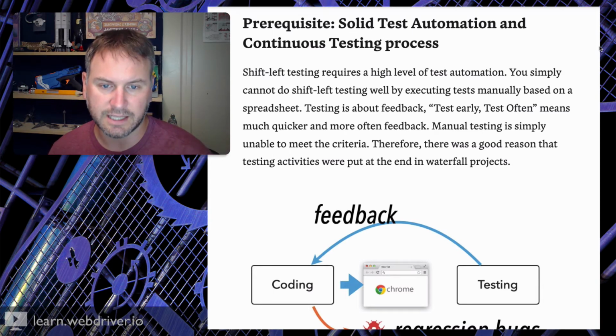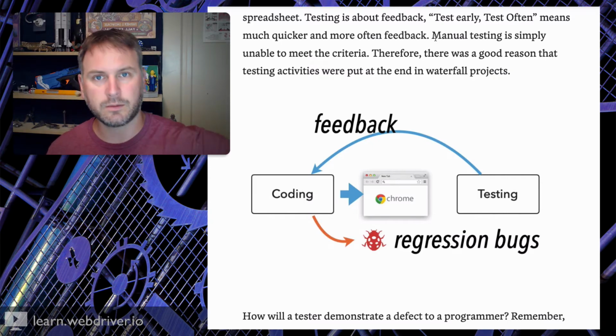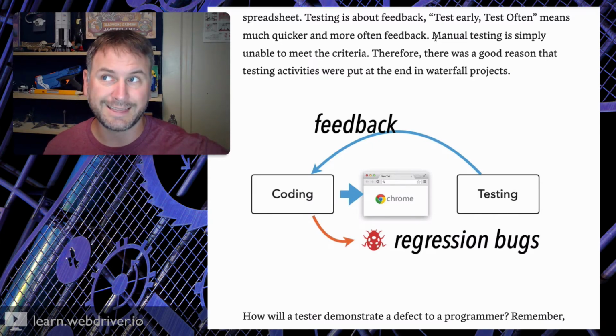Therefore, there was good reason that testing activities were put at the end of waterfall projects. Basically, manual testing was put at the end of waterfall projects because manual testing is slow and requires a lot of work, and so you don't want to do it all the time. Automated testing, on the other hand, in theory is not slow, and in theory does not require a lot of time, but I've had issues with that being the truth.